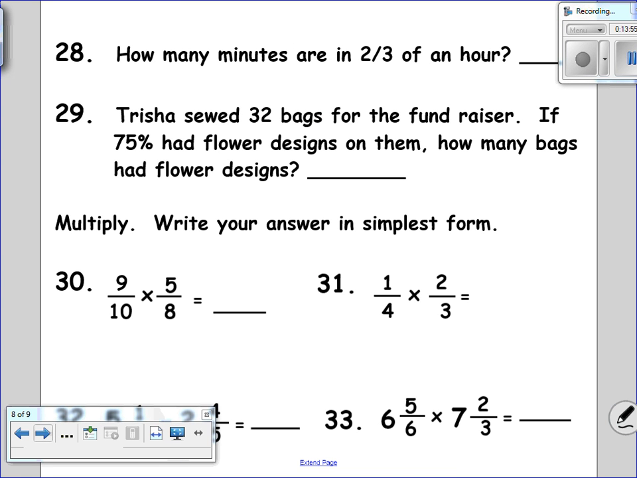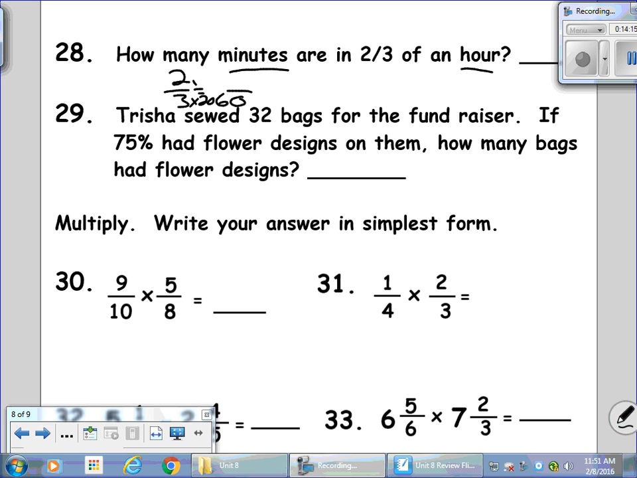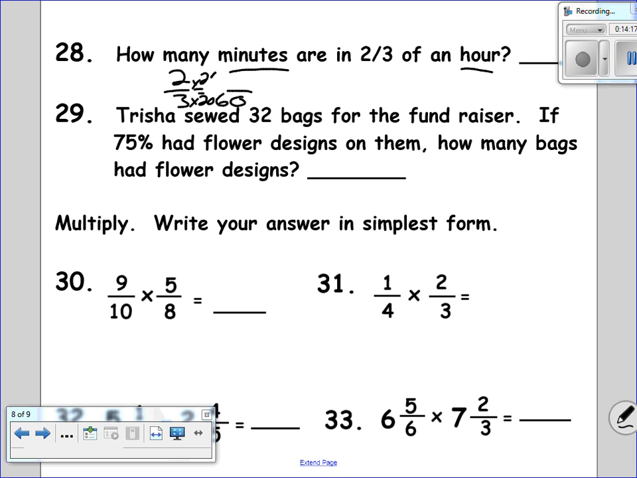How many minutes are in 2/3 of an hour? We're dealing with minutes. Hour is the whole set, so I have 2/3 of 60. Times 20 times 2/3 of an hour. How many minutes? So 2/3. So we're going to go times 20 equals 40. How many minutes would that be? It'd be 40. Let's keep going here.